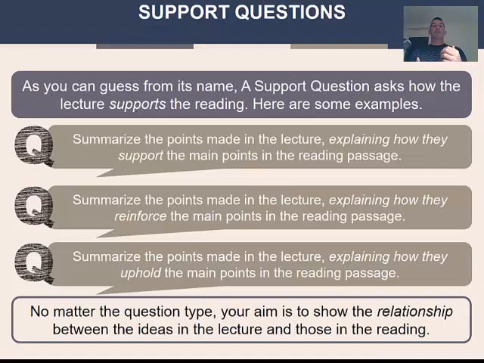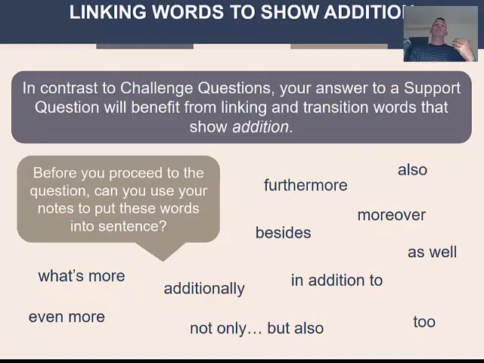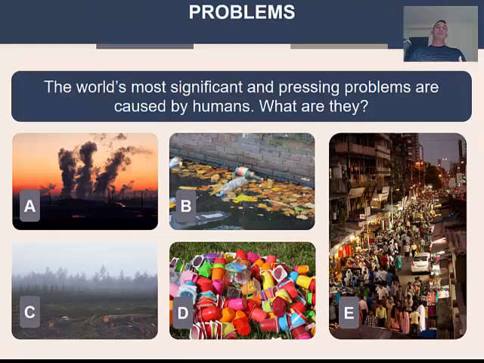So again, because you need to show the relationship, what you'll be wanting to use here are linking words that show addition, and there are many of them in English. So additionally, furthermore, I won't go through all of them on the slide, but again, challenge questions will require linking words to show contrast, while these particular questions, the support question, will require linking words showing addition. The final one in the series is a problem and solution question.